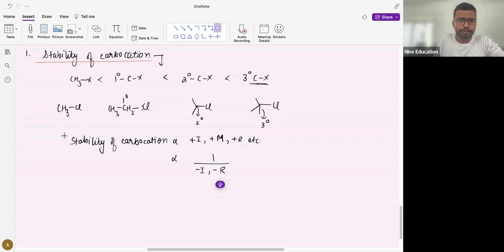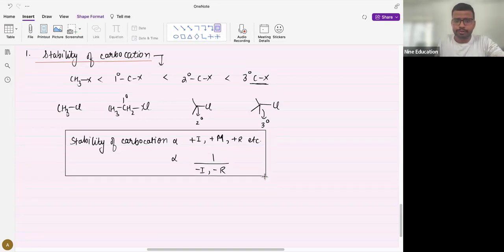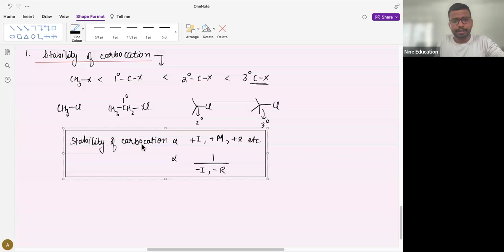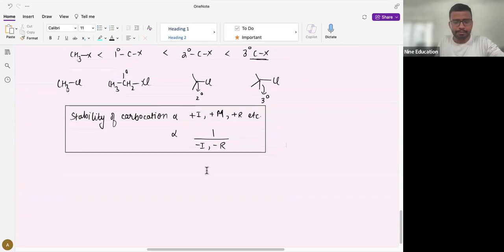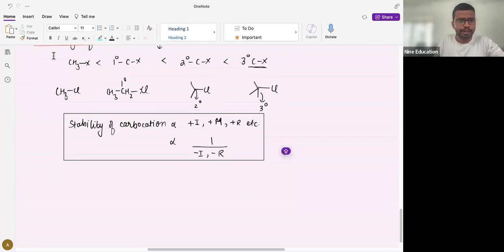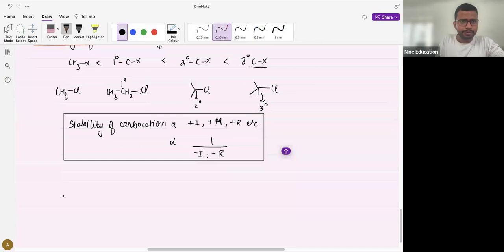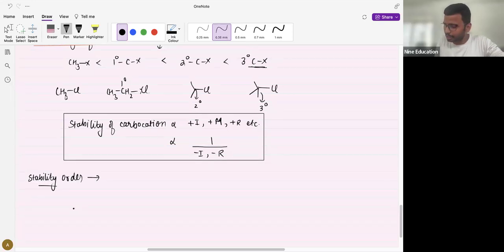This you should remember. Stability of carbocations is always directly proportional to +I effect, +M effect, mesomeric, +R, and inversely proportional to -I and -R. This you should remember. And the stability order I am writing here only. It will help you to get which one is more stable. Stability order of carbocation, I am writing.